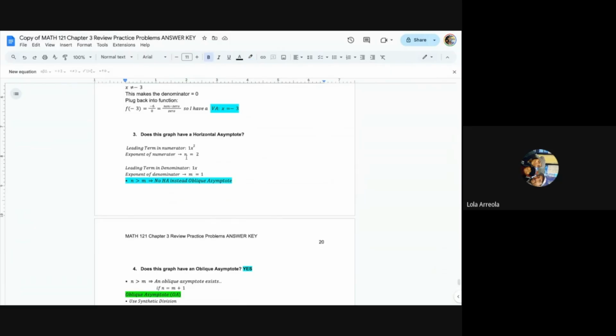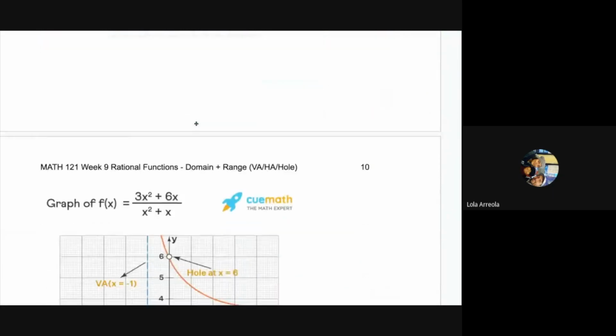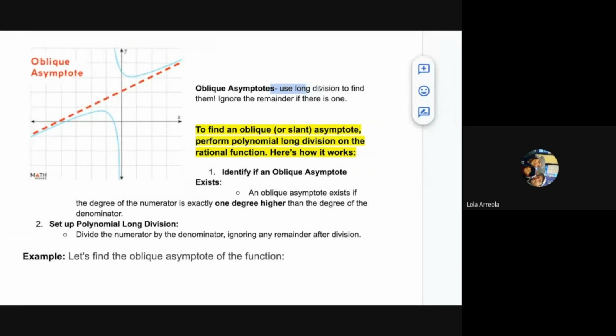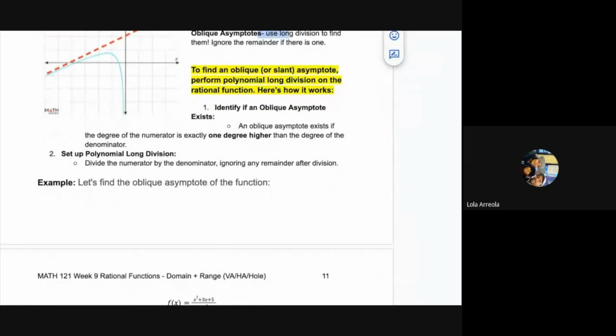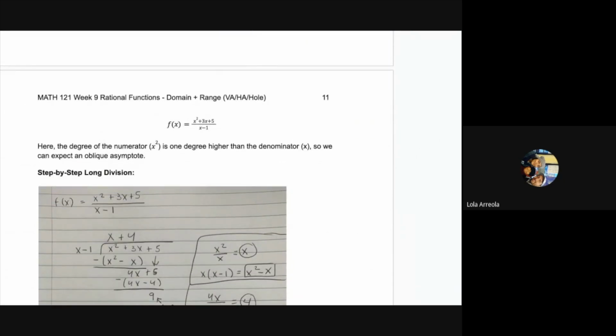Why? Because n was bigger than m. If I have a scenario where n is bigger than m, there's no horizontal asymptote. So what I have is an oblique asymptote. If I have an oblique asymptote, what are the steps to solving for the oblique? We have to use long division, but you could also use synthetic division. It's probably the easiest one to use. And then once you get to synthetic division, you ignore any remainder. Okay, so let's go ahead and use synthetic division for this problem.